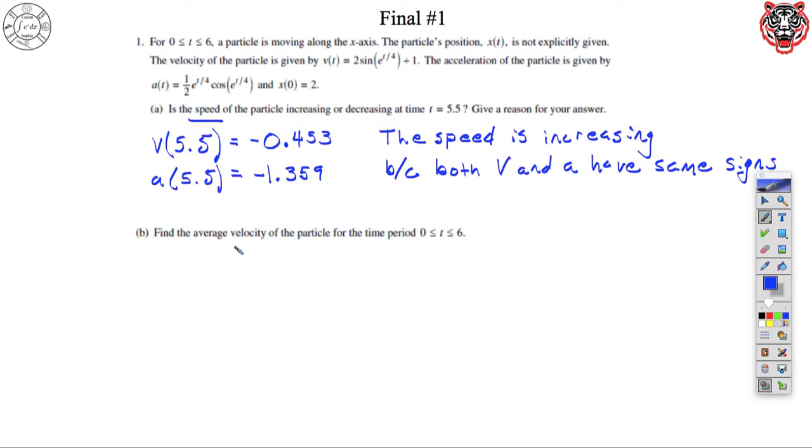For part B, find the average velocity. Average of anything is always going to be 1 over whatever interval, so 1 over 6 minus 0, integral from 0 to 6 of velocity, V(t) dt. And this is something that you have to know. Average of anything is this format.